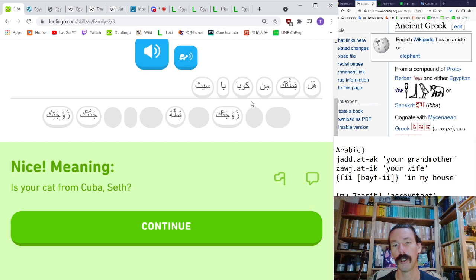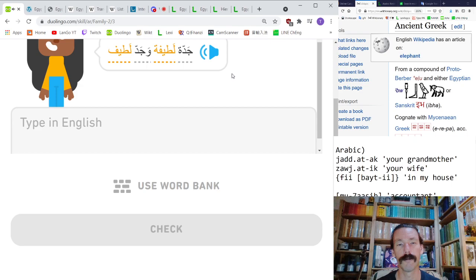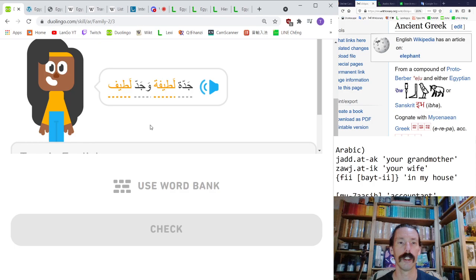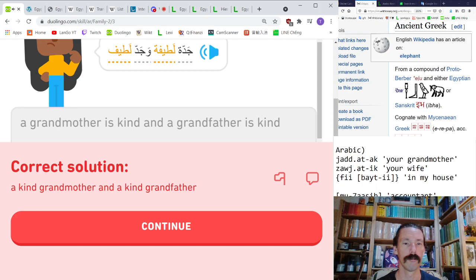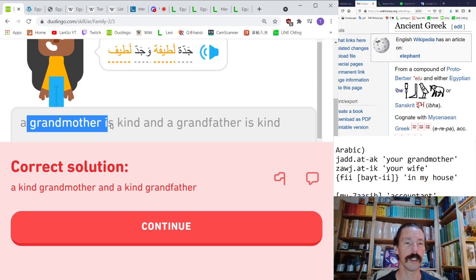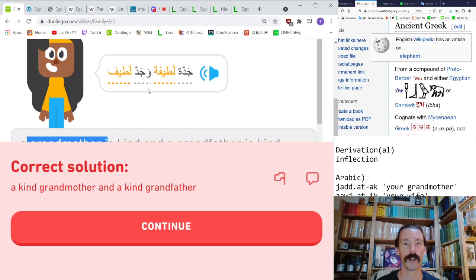جد لطيف وجد لطيف. لطيف, kind. جد, my the grandmother, a grandmother. لطيفة is kind. My grandmother is kind. No, a grandmother is kind, and a grandfather is kind. Right. Yeah, that doesn't make a very good sounding sentence in English either. And what that is, is noun phrases. A kind grandmother. This is what we have to pay special attention to. I find that when they're both unmarked, it's just a noun phrase, not a sentence.